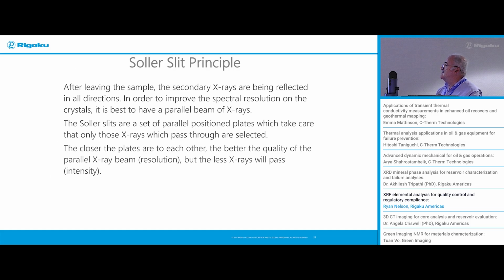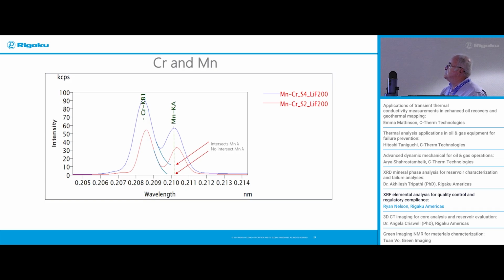And then the slit for collimating, right? So you can see an example here, chrome and manganese. So we can remove the overlap effect by changing the slit from an S2 to an S4. So we don't have a net contribution to the count rate here by just changing the slit and higher resolution.